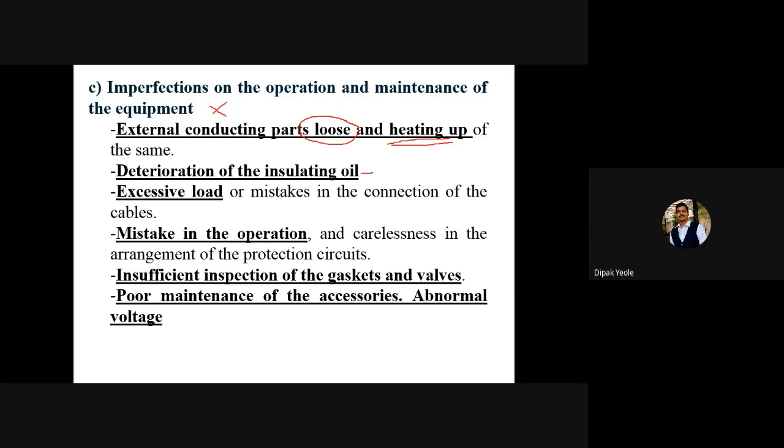Second is deterioration of the insulating oil. It means we have to change this insulating oil over a period of time. And how to change this oil? Obviously we have to conduct a test on this particular oil. Then and only then can we change the oil. Because if you are changing the oil every day, then the cost of maintenance is very high.